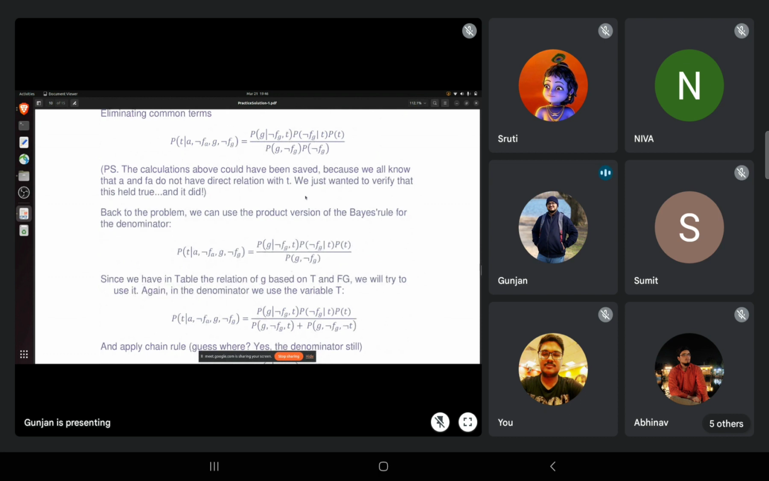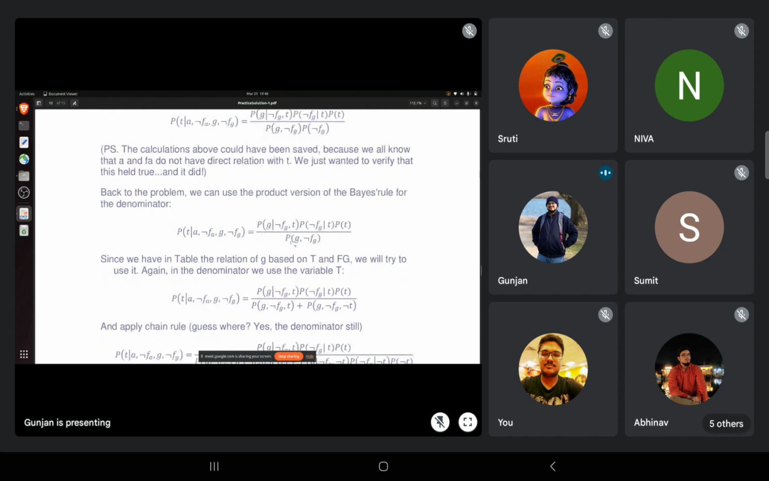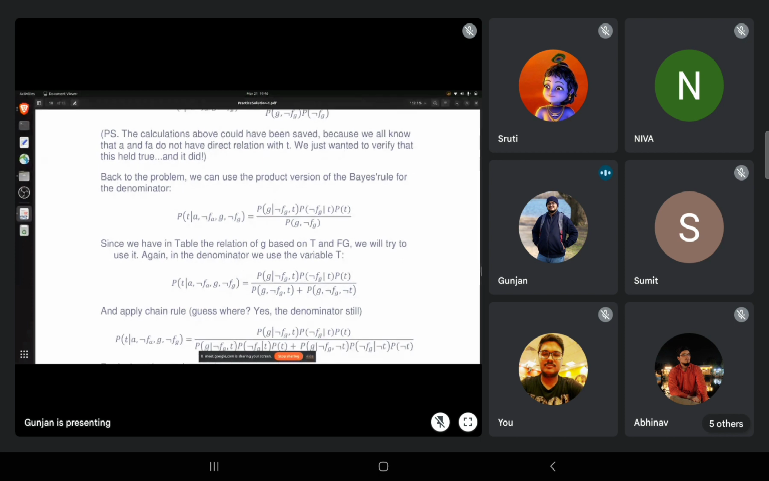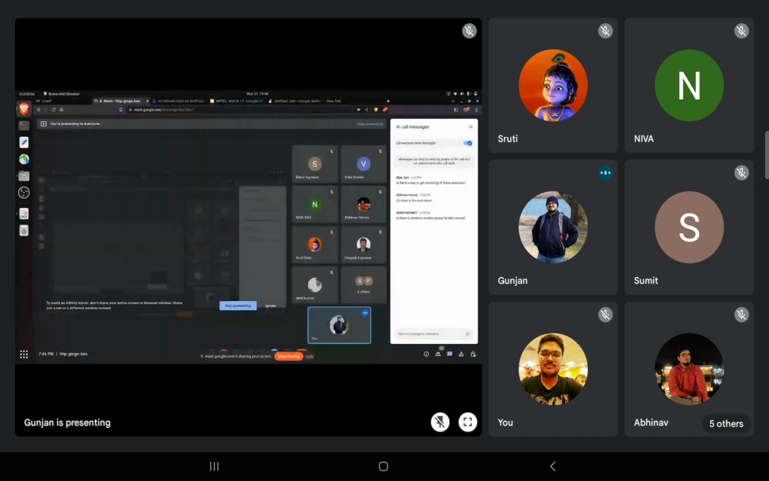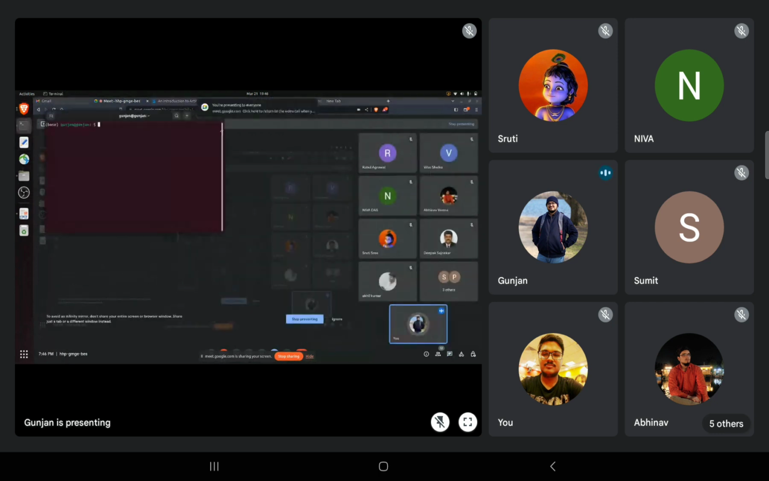So we know the value of P of not FG, that is already known to us from the table above, right? And we can just rewrite this expression P of G, comma not FG as P of not FG, comma T plus P of not FG, comma not T. If you don't get any calculation at any point, you can just let me know. Are you able to follow the calculations that we are making here or not?